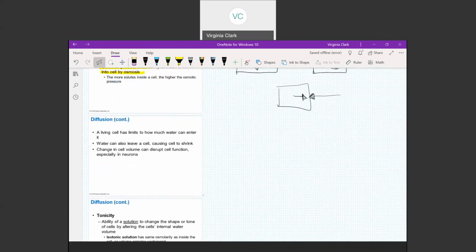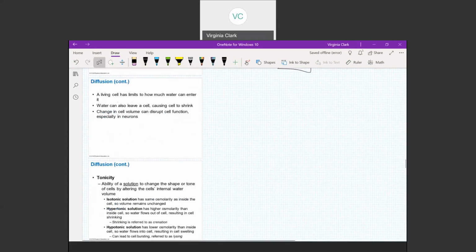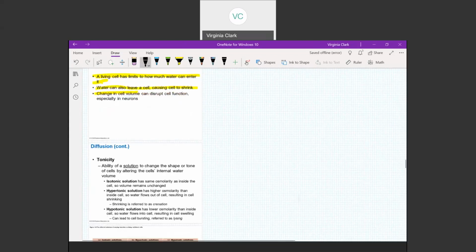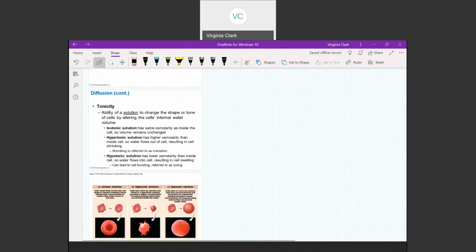If water can go in and out of the cell, you can actually change the cell. A living cell has limits to how much water can enter it. You can have too much water leaving a cell, which will cause it to shrink. Any change in that cell volume will disrupt things occurring in the body.